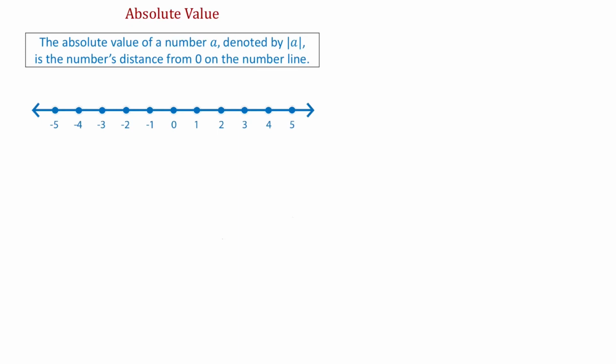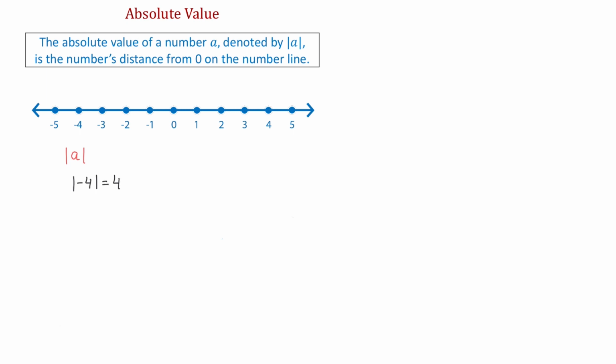The absolute value of a number is the number's distance from 0 on the number line. To write the absolute value of a number a, we use the absolute value bars. Because absolute value represents distance, it is never negative. For example, the absolute value of -4 is +4.